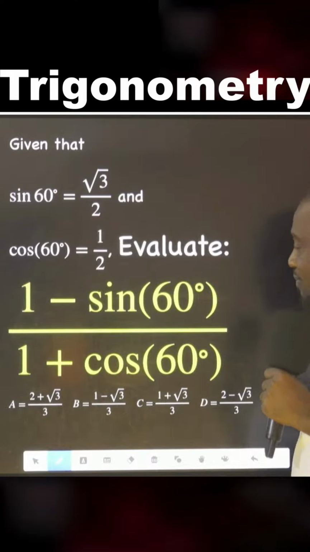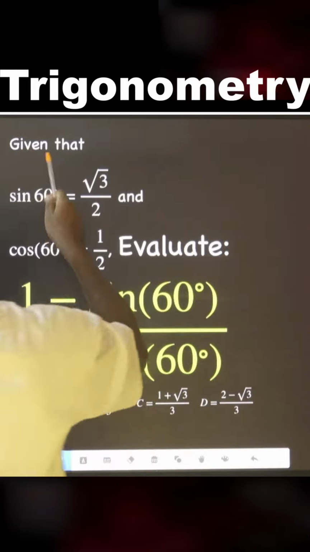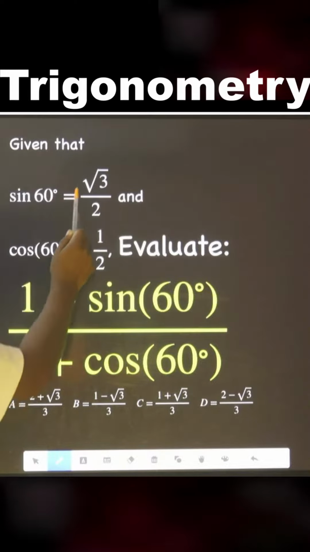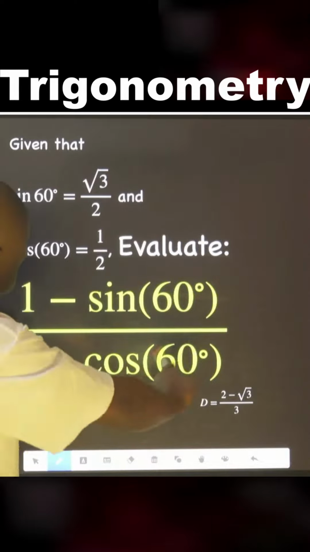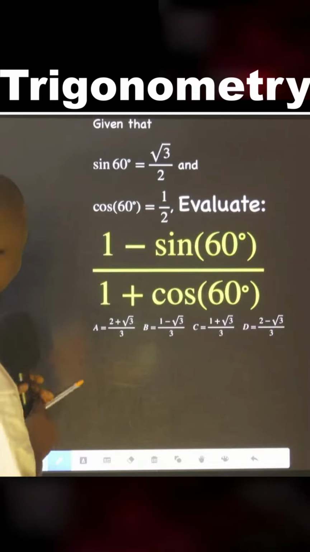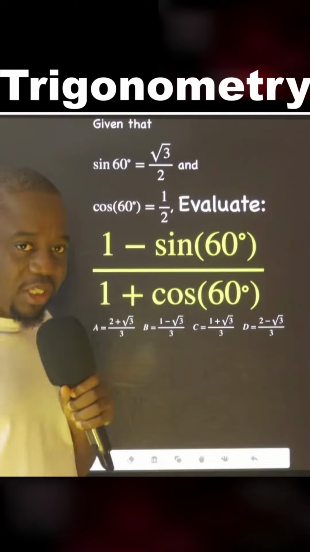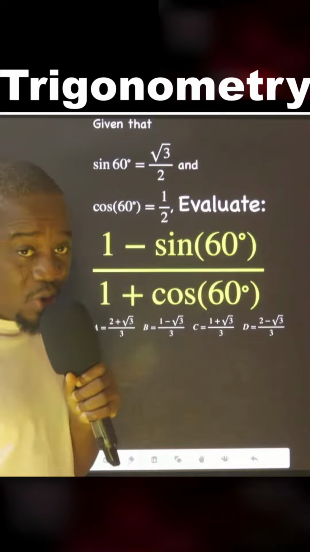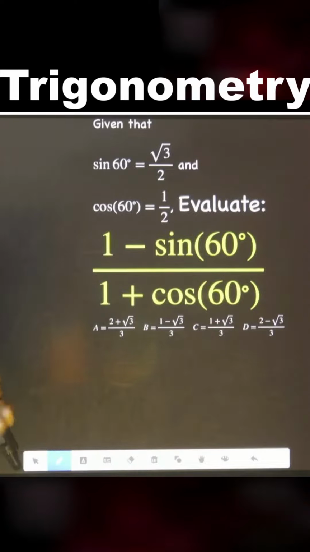Let's look at this. As you can see, given that sine 60 is equal to this, our cos 60 is 1 over 2, we are asked to evaluate this. Okay? This is cool because there's no need for us to start cracking our brain remembering what is sine 60 and what is cos 60 in an exam environment.